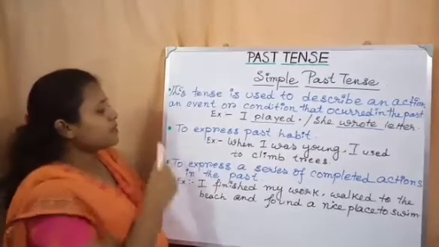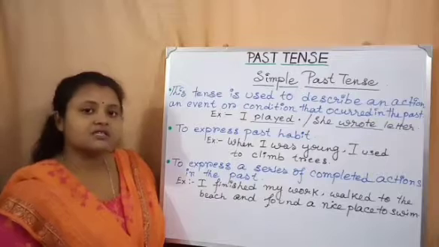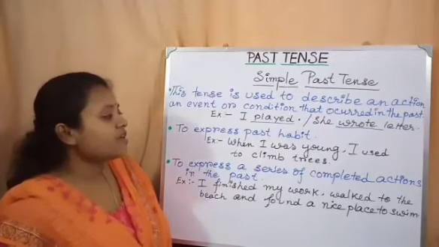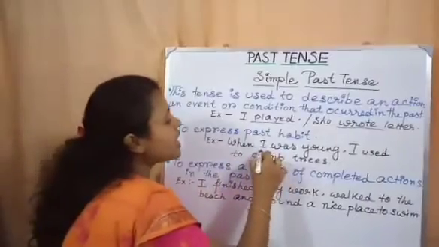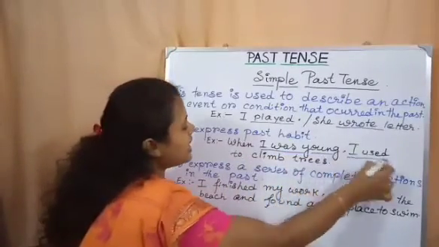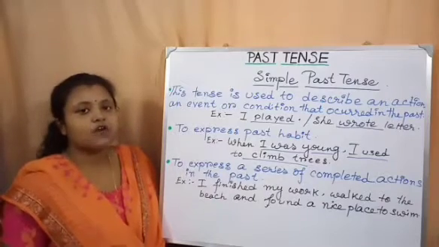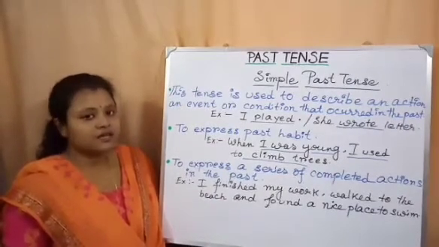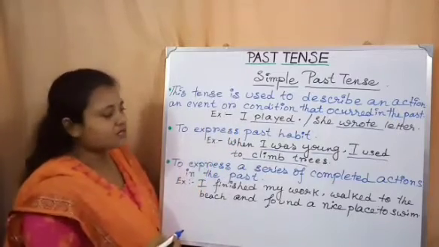Now come to the second point. To express past habit, simple past tense is used. When I was young, I used to climb up trees. Here, I was young and I used to climb up trees. Here is my past habit of climbing trees. It is referred to through the simple past tense.